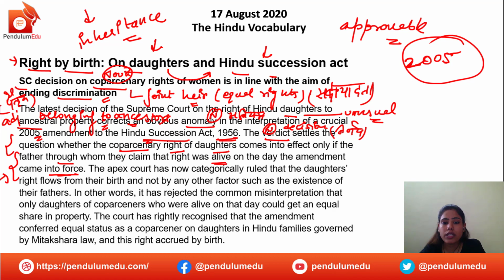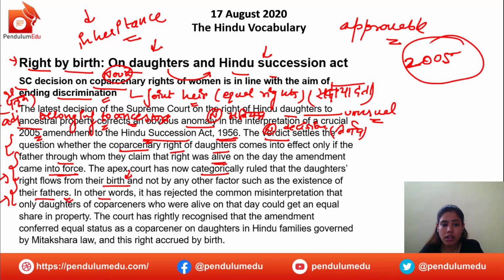Now, the apex court has categorically ruled that the daughter's right flows from their birth and not from other factors such as the existence of their fathers. Now comes the next important point. Once it was said that they would only be given the right if their fathers were alive in 2005, when the amendment was made. The second time, it is saying that the right comes right from birth, and factors in relation to the existence or death of your father don't make any sort of impact.